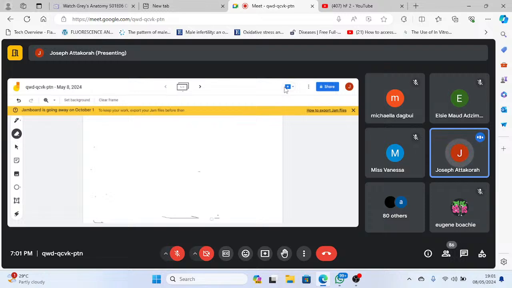So you can do echo. We use echo to check the ejection fraction. You can do echo to check your ejection fraction.